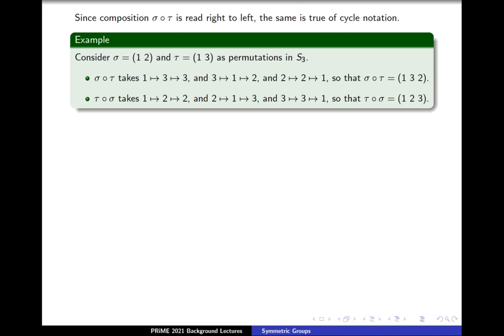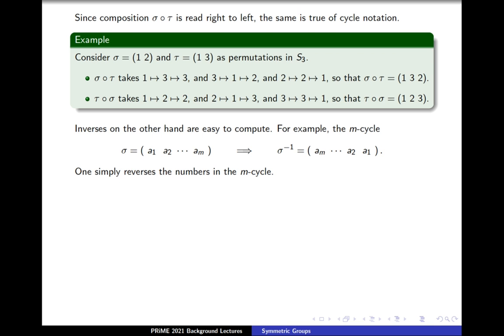Finally, let's see what tau composed sigma does to 3. So 3 maps by sigma, it's fixed, it's mapped to 3. Then 3 maps by tau to 1. So tau composed sigma sends 3 back to 1.